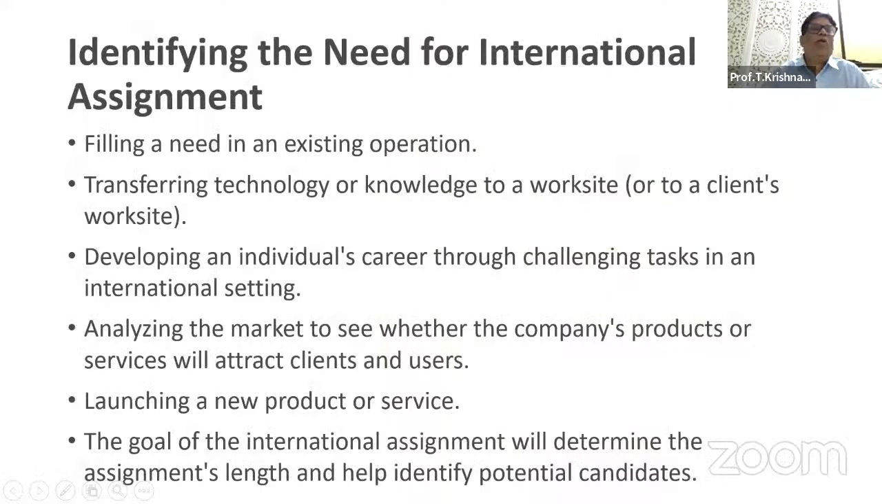The need for an international assignment. Now, there are certain things that we will discuss. How to identify: number one, filling a need in an existing operation. Second one happens to be transferring technology and knowledge to a work site or to a client's work site.